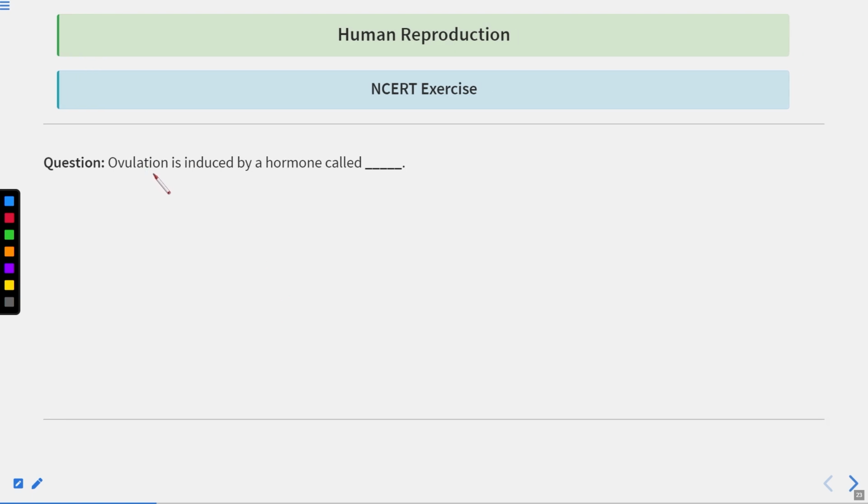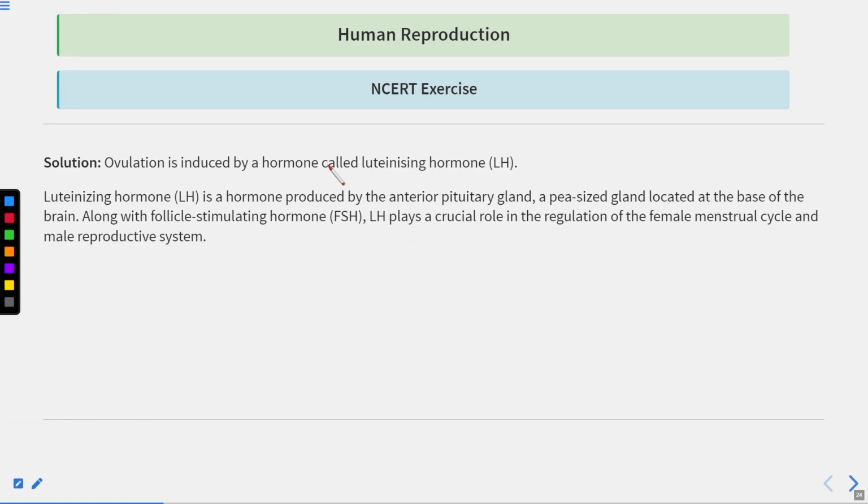Now the next question. Ovulation is induced by a hormone called, this we have already discussed, which is the hormone that is involved in the ovulation. Okay, what should be the answer here? Luteinizing hormone is involved in the release of the ovum. We've already discussed there is an LH surge just before the ovulation, at around 14 days, because ovulation takes place at around 14 days. All right, clear?